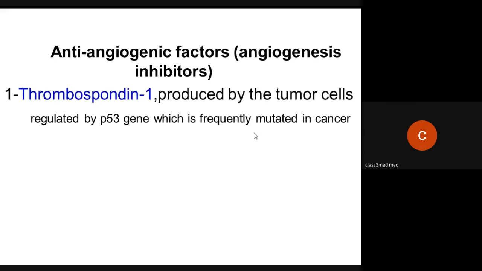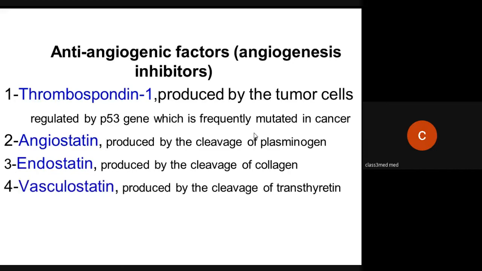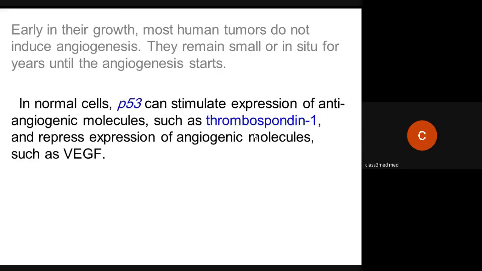Other angiogenesis inhibitors are angiostatin, endostatin, and vasculostatin, which result from the cleavage of matrix components. Early in the tumor or in a normal cell, the P53 gene is normal, and it inhibits angiogenesis by producing thrombospondin-1. So in a normal cell or in an early tumor, the P53 gene is still active and normal, and it encodes for the synthesis of thrombospondin-1.